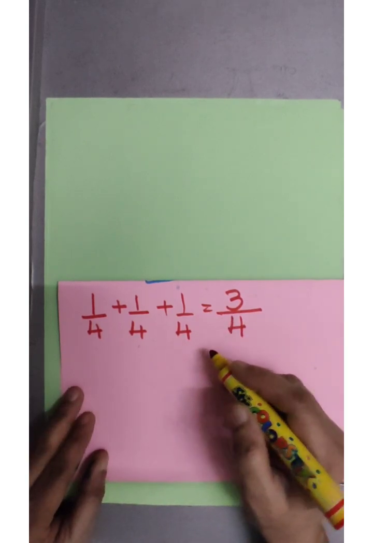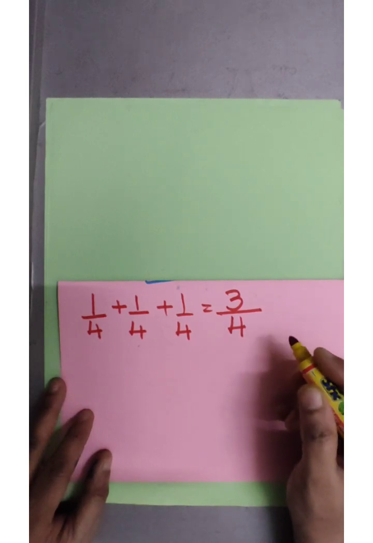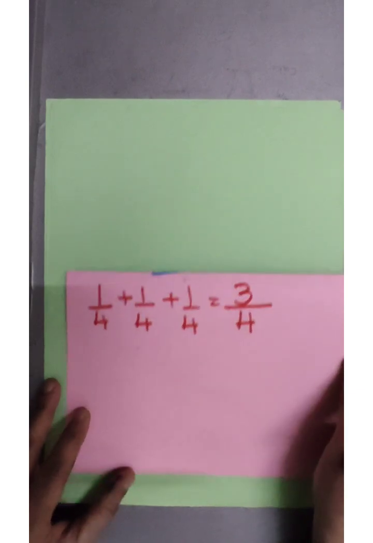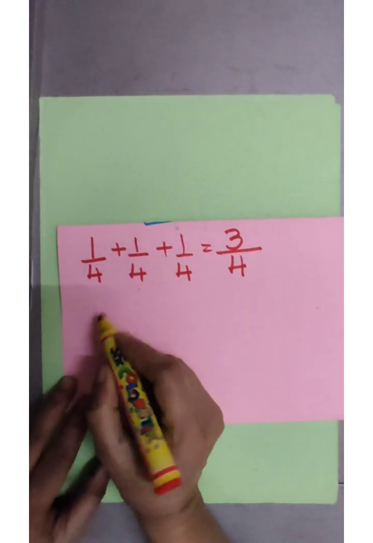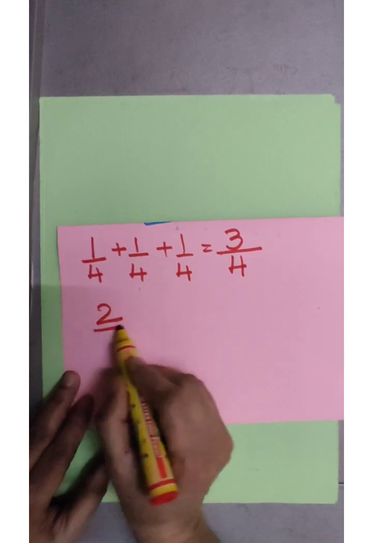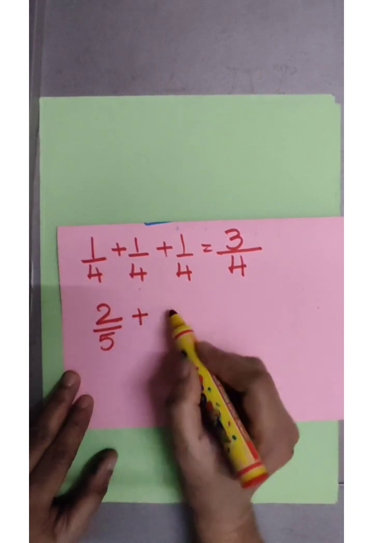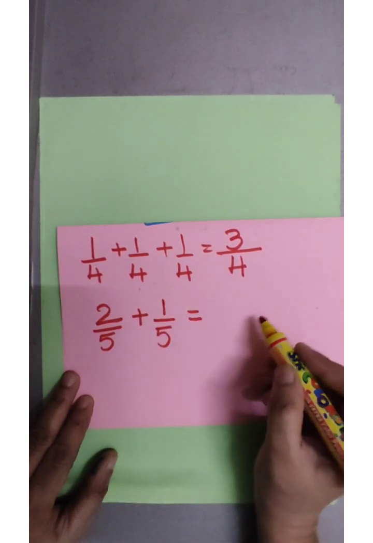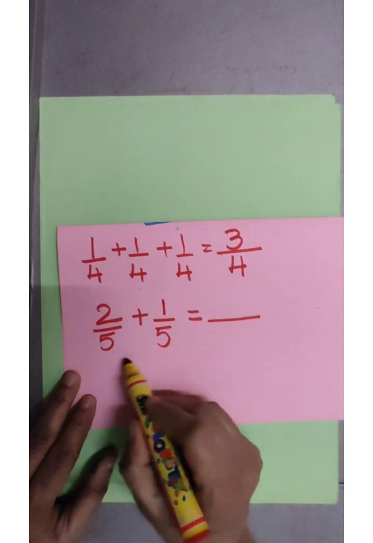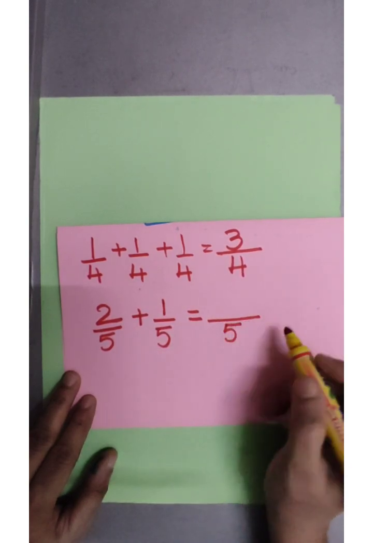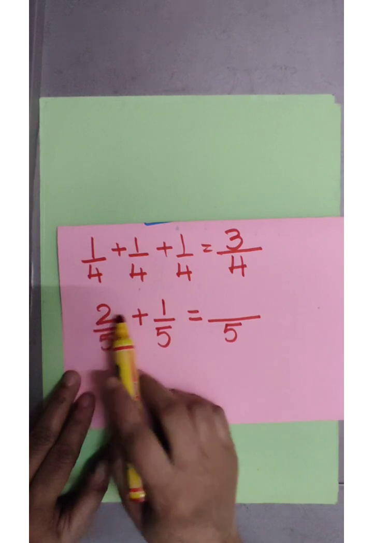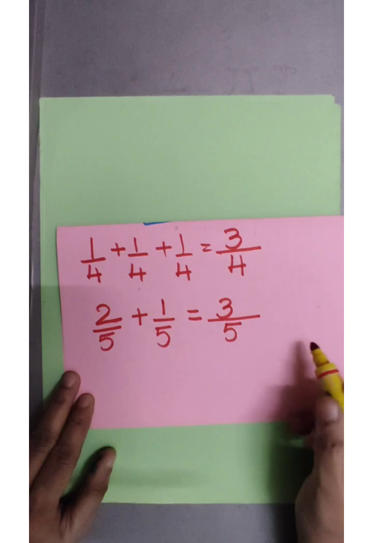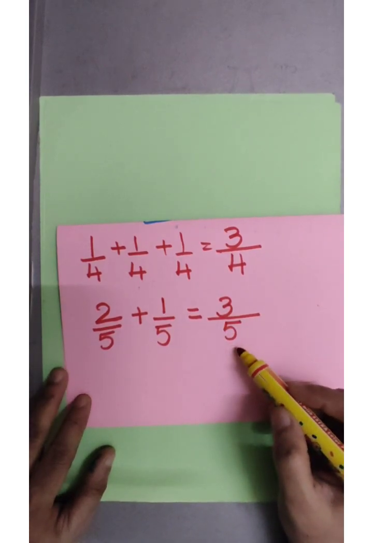When your denominators are common, in your answer also the denominator remains the same, only you are going to add the numerators. Now suppose my fraction is 2 upon 5 plus 1 upon 5. So your denominator is common, so it remains 5. Your numerators are 2 and 1, so 2 plus 1 gives you 3. So your answer is 3 by 5.